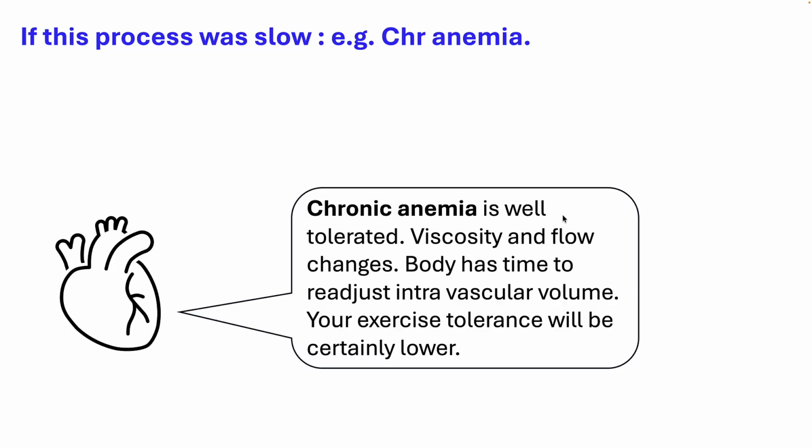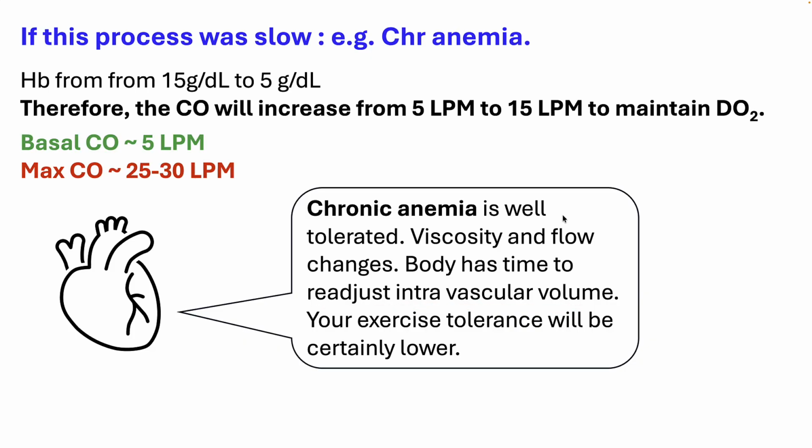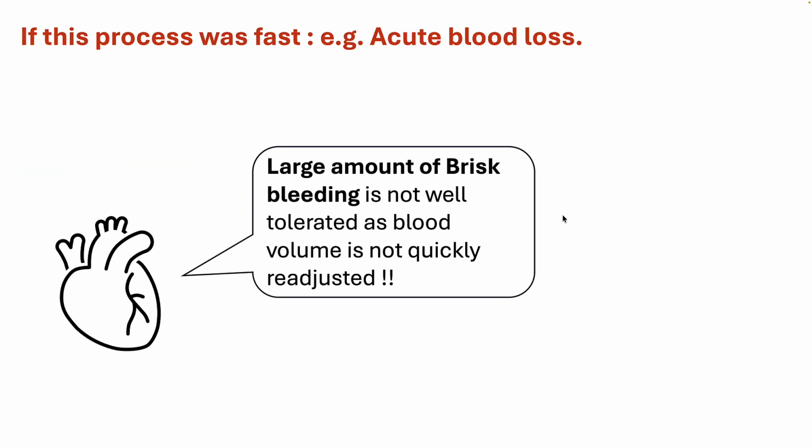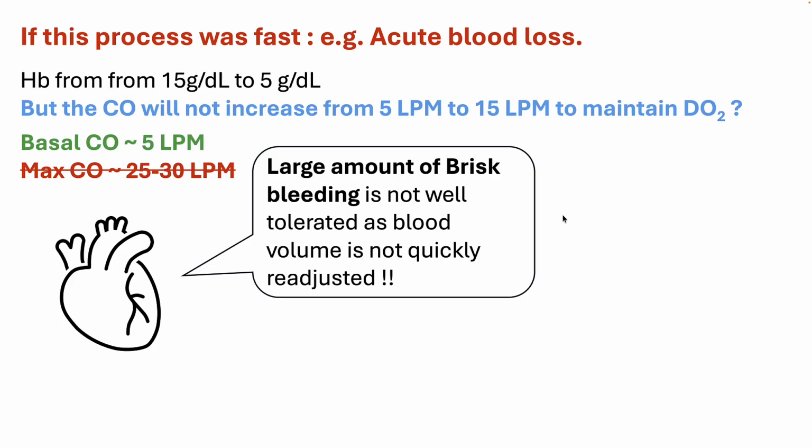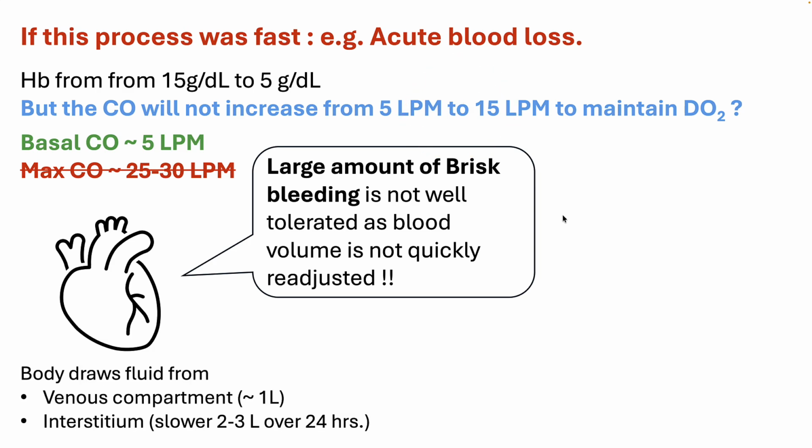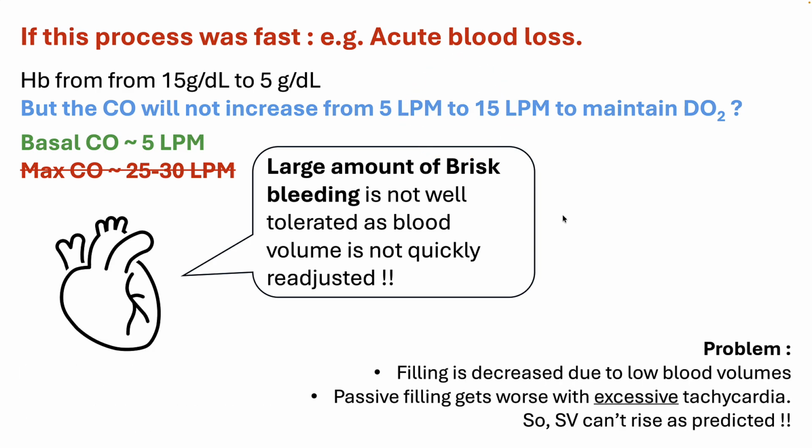If the process is slow, for example in chronic anemia, your body has time to readjust the intravascular volume. Your exercise tolerance will certainly be lower, but your cardiac output can be maintained. And apart from some exercise intolerance, you will be mostly okay. However, in acute blood loss, blood volume is not quickly readjusted. And this results in the problem that your cardiac output may not increase from 5 liters to 15 liters per minute. But the problem that hemorrhagic shock runs into is low blood volume.